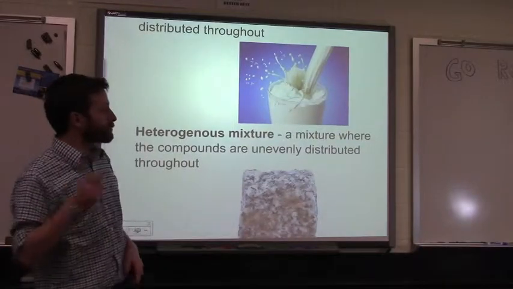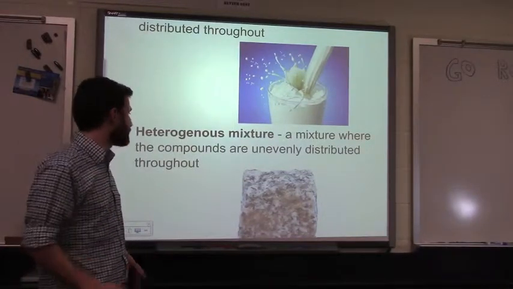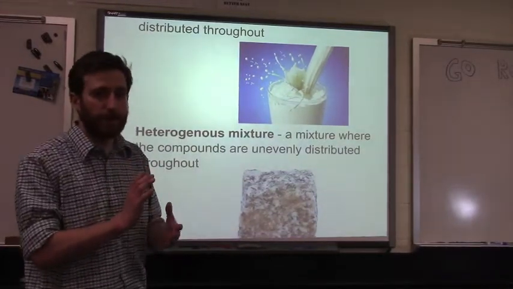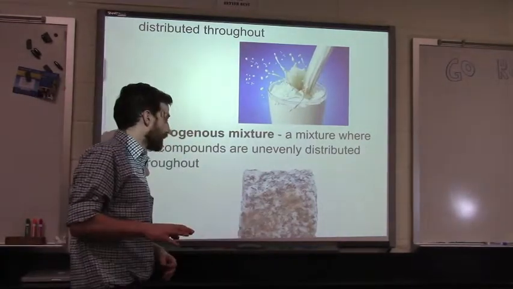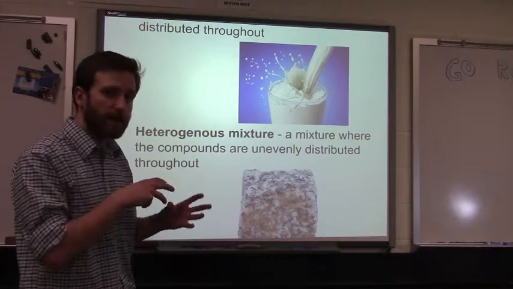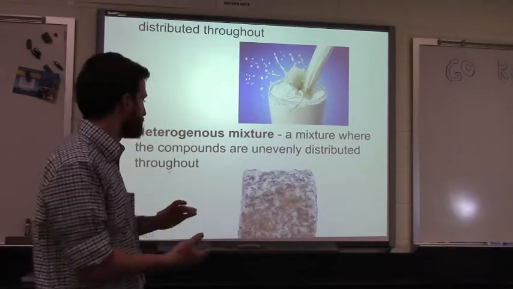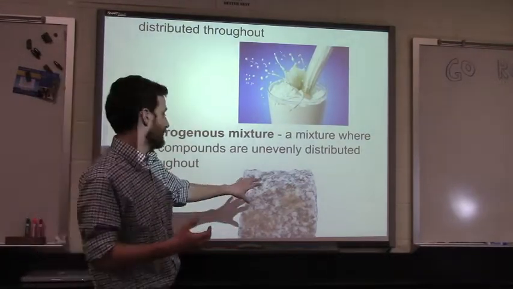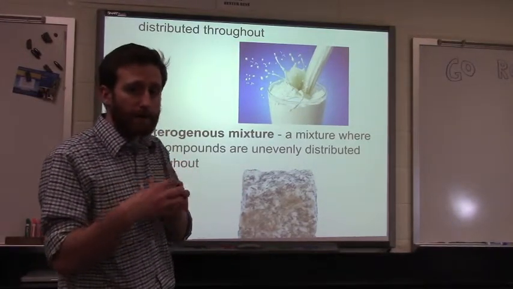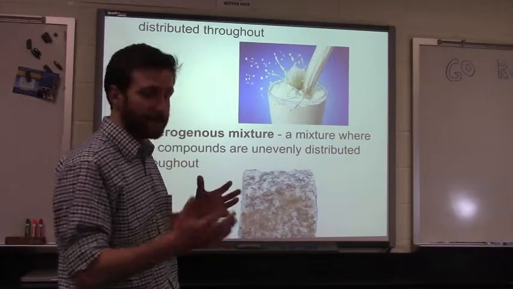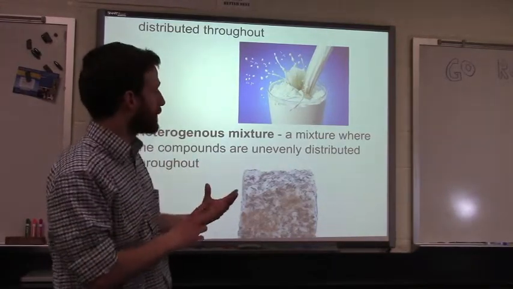And then a heterogeneous mixture is a mixture where the compounds are unevenly distributed throughout. So here, you can see a piece of granite, and the granite has these areas of dark color and areas of light color that make it so beautiful, but in that, it's telling me that there's areas where there's more of one compound than other areas. And that gives that dark color in some spots, the light color in others.